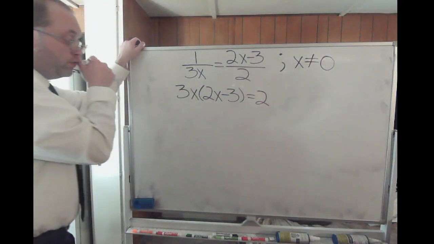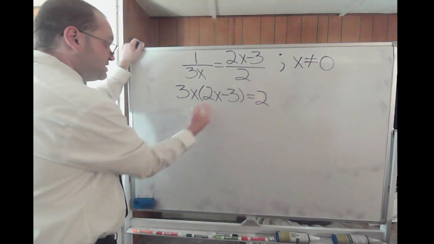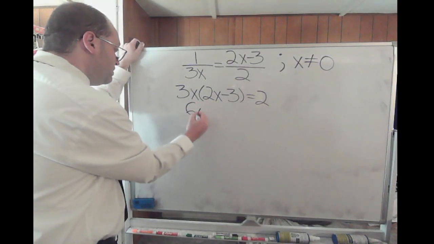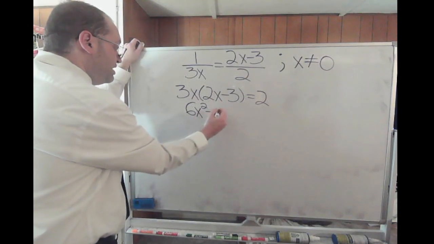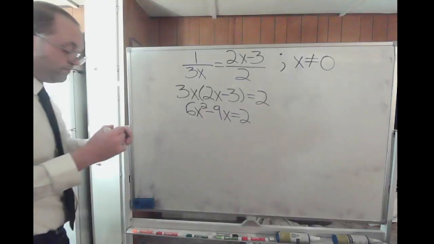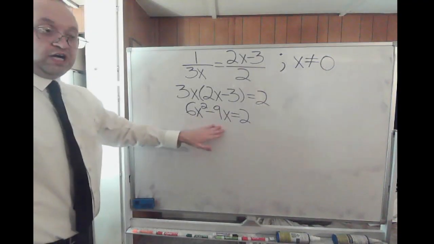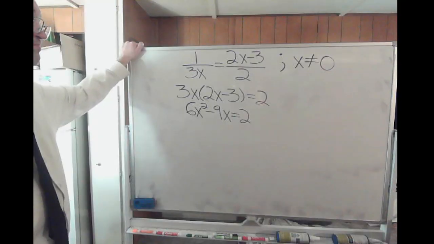Well, we don't know what form it's going to take just yet, but let's do some distribution. 3x times 2x, that's 6x squared. Then 3x times negative 3, well, that'd be minus 9x. That would equal 2. Well, now we have a problem we can work with. 6x squared minus 9x equals 2.